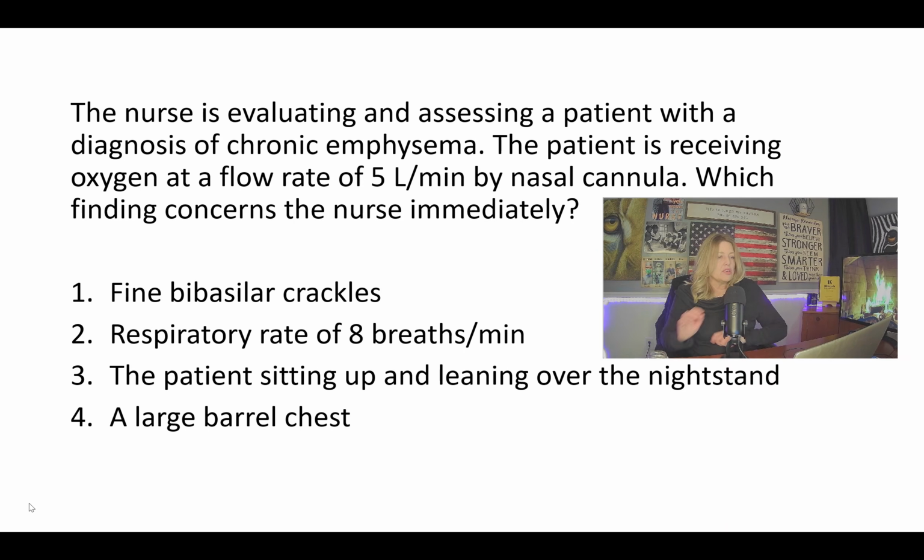All right, the nurse is evaluating and assessing a patient with a diagnosis of chronic emphysema. The patient is receiving oxygen at a flow rate of 5 mL by nasal cannula. Which finding concerns the nurse immediately? Fine basilar crackles, a respiratory rate of 8 breaths per minute, the patient sitting up and leaning over the nightstand, or a large barrel chest.